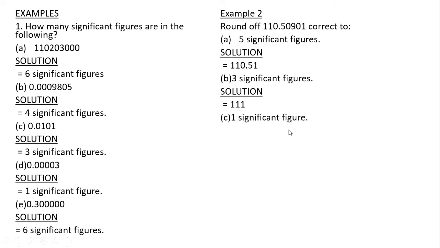Correct to 1 significant figure, we are going to get rid of the decimal point and all the digits there, because if we include the decimal point and those digits, it's going to give us significant figures. So we are just going to add a 0 to that 1 because this number is less than 5. So it's going to give us 100. So 110.50901 correct to 1 significant figure is the same as 100.